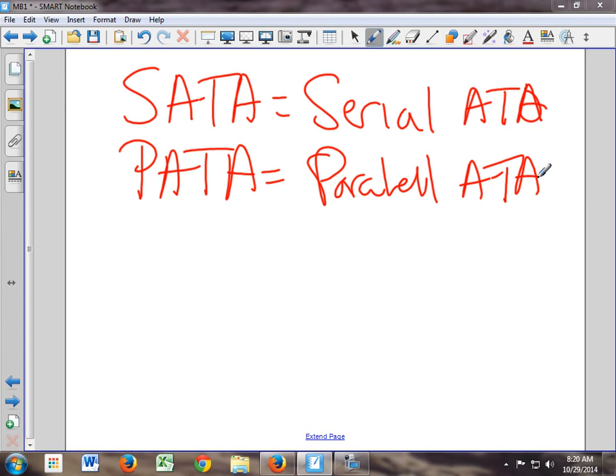We don't use them anymore. We made a concerted effort to get rid of all the serial ATA connections, the parallel ATA connections in the school over the last year. And the reason for that is the fastest connection on a PATA is 100, and the slowest connection on a SATA is 150.